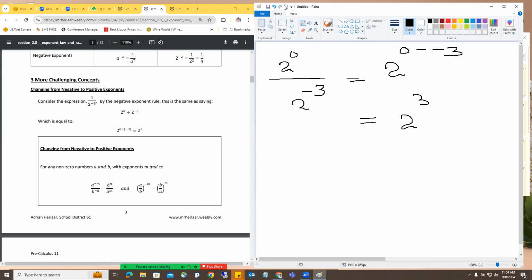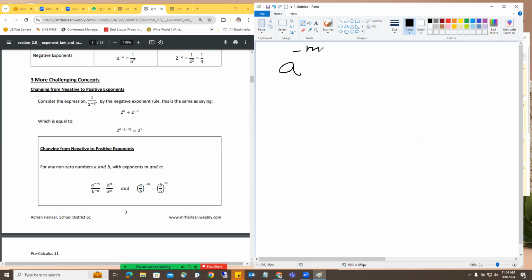Then changing from negative to positive exponents again. For example, if we have a situation like a^-m divided by b^-n, and we want to convert this into positive powers, what would be the answer? b^n over a^m. Yes, b^n over a^m. That's the answer.